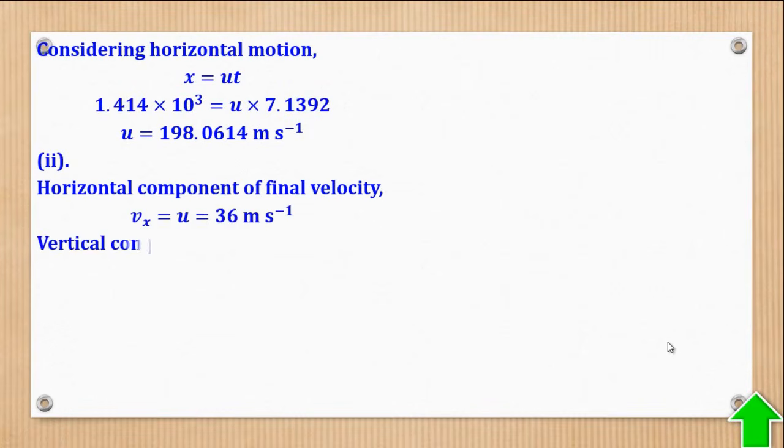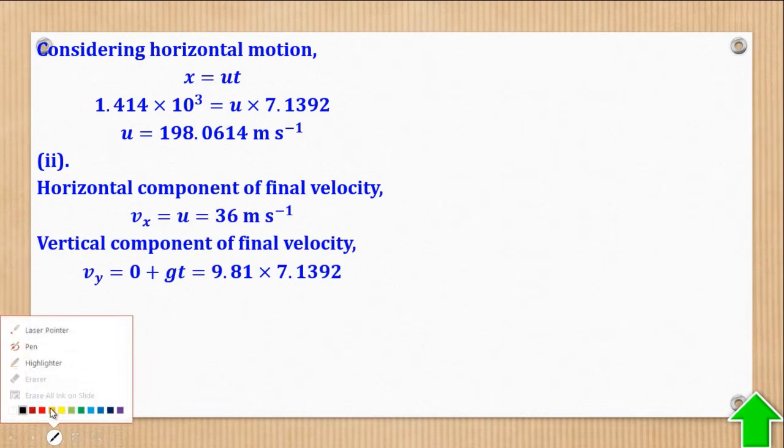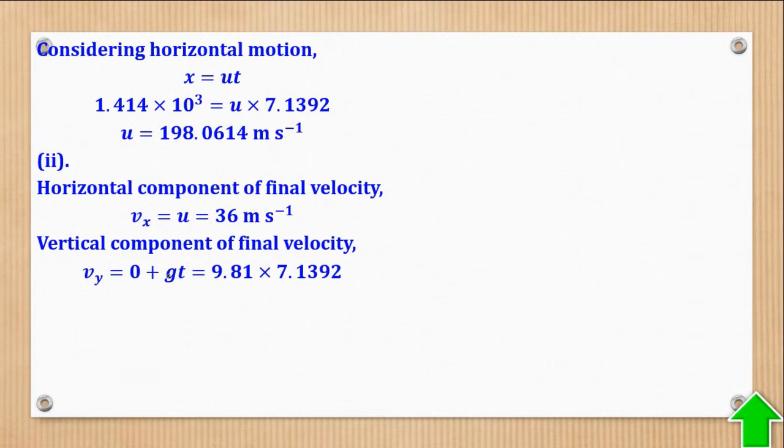But Vy changes with time, so we shall use the first equation of motion to come up with it. The initial vertical component is 0 because the motion was entirely horizontal. So it is 0 plus gt, so substitute for g and for t to get the value of Vy.